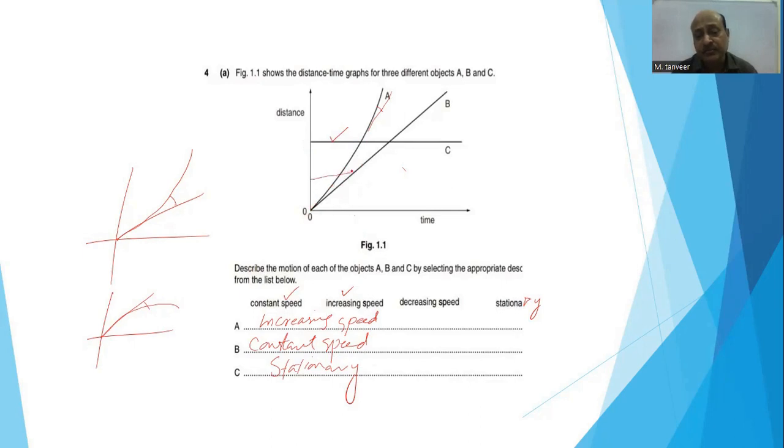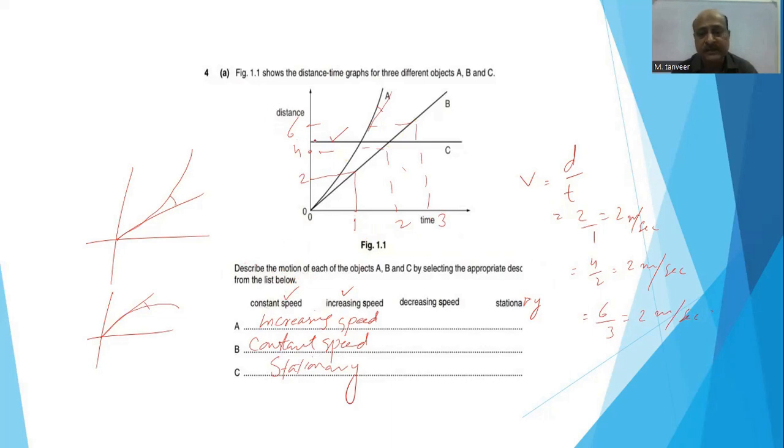speed. At every instant, when you find the distance and time, suppose distance is 2 and time is 1. The speed formula is distance divided by time, 2 divided by 1, your answer will be 1 meter per second. At any other point, distance is 4 and time is 2, your answer will be 2 meter per second. That means speed is constant. At any other instant, time is 3, distance is 6. 6 divided by 3, your answer will be 2 meter per second. So it is constant speed.